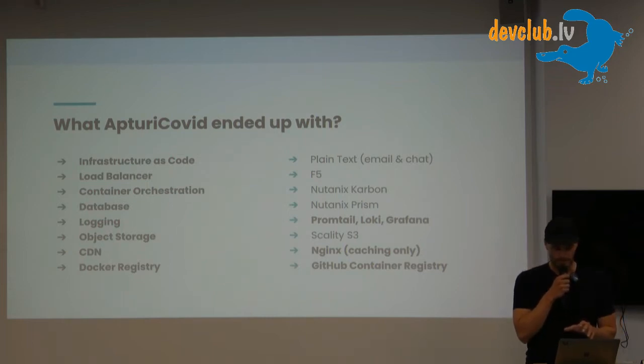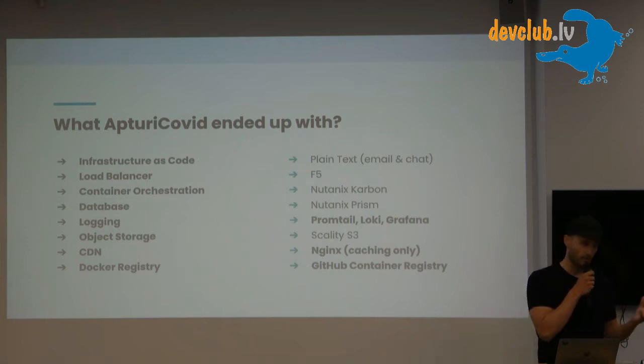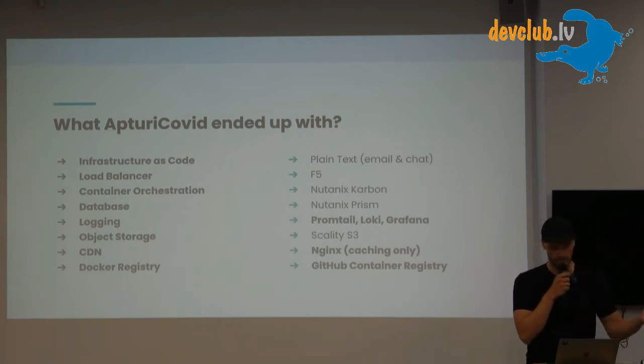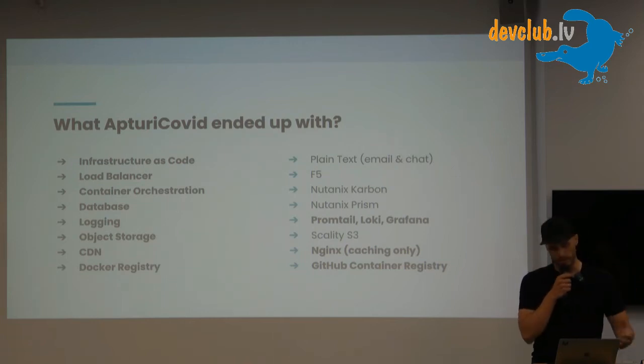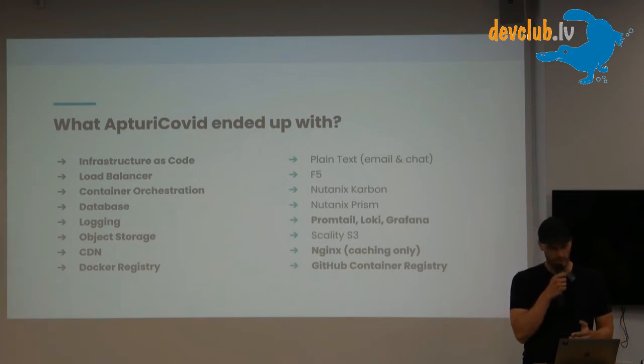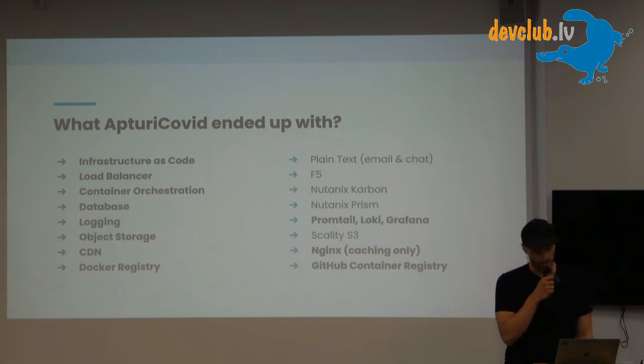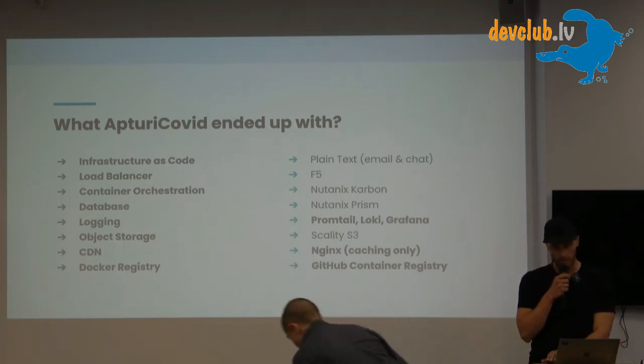So, of course, we didn't have infrastructure as code. Probably for the Kubernetes part, we had YAMLs, and we didn't use Terraform to actually apply the changes. And for the logging, we used Promtail, Loki, and Grafana, which I'll get into later. And for the CDN part, with only caching, because it's a local data center, we used Nginx with caching only.